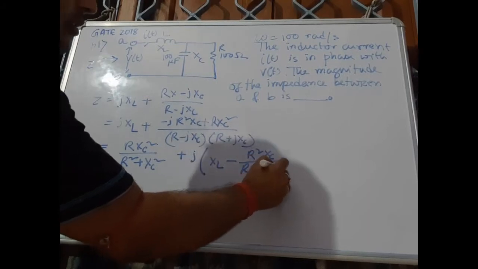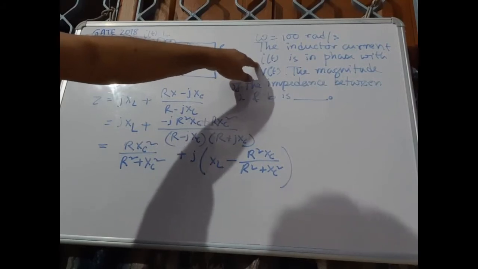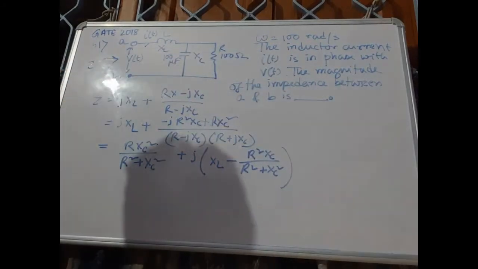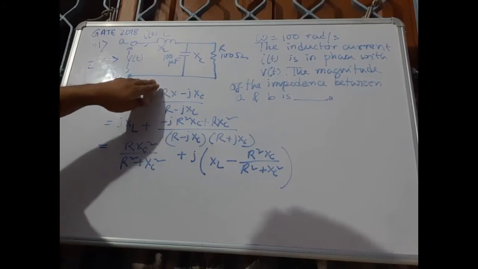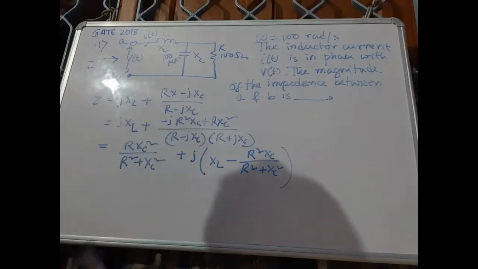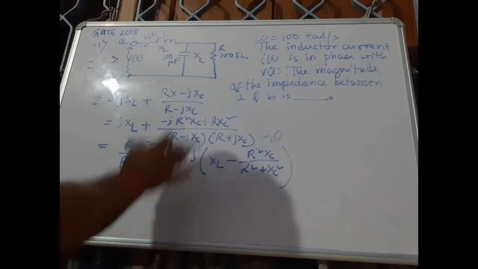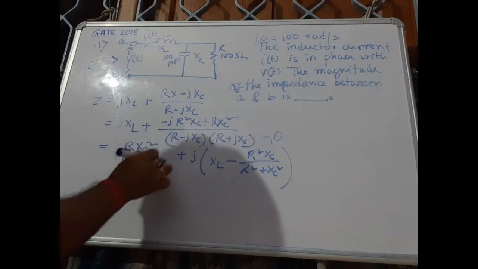plus XC square. Now it is said that the inductor current IT is in phase with Vt. That means no lagging or leading. No lagging or leading means this circuit is in resonance condition. Resonance condition means the imaginary part will be 0, so this part is equal to 0. Now the magnitude of the impedance is only this part.